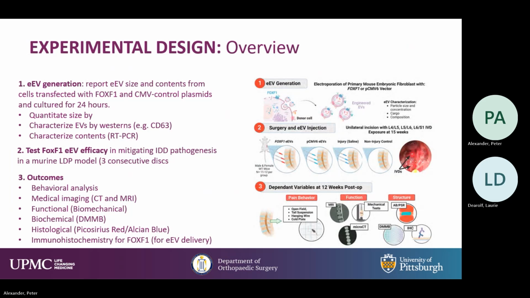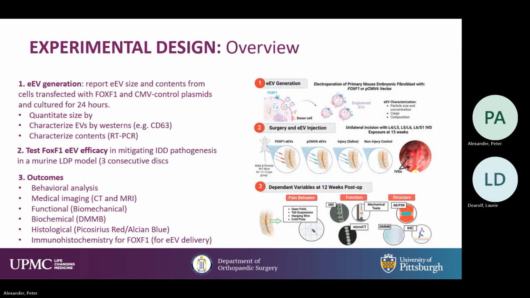So first she's going to make the EVs and show us what the EVs are. She has two kinds of EVs. She has one that's going to be made by cells that are overexpressing FOXF1, this nucleus pulposus factor, in healthy and juvenile NP. She's also going to have her control, which is defined as the pCMV6, which is the same plasmid in which the FOXF1 is overexpressed, but just without that part.